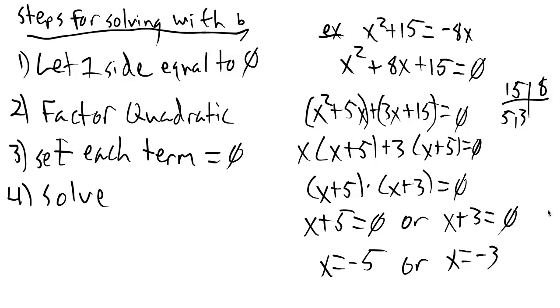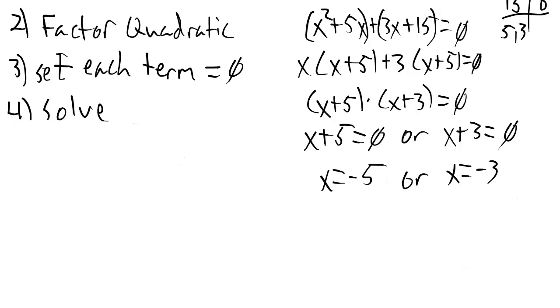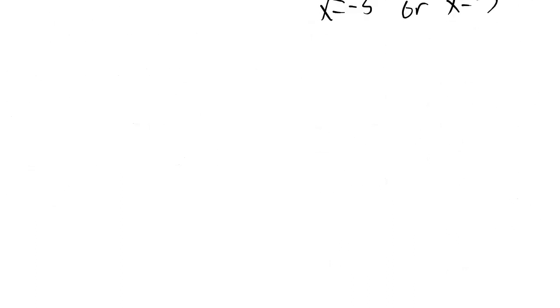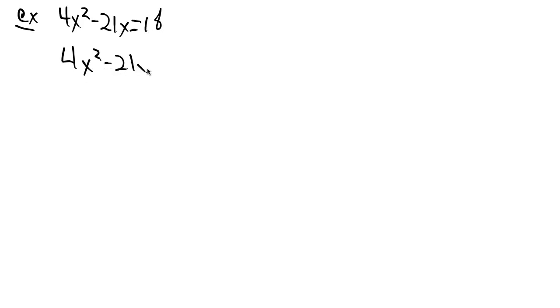Let's do one that's a little bit harder. We're going to have some value for a, so this is where we have to factor the long way. It makes our life a little bit more of a pain. Let's say you have 4x squared minus 21x is equal to 18. Step 1, get everything over to one side. We're going to subtract 18 to get one side equal to 0.